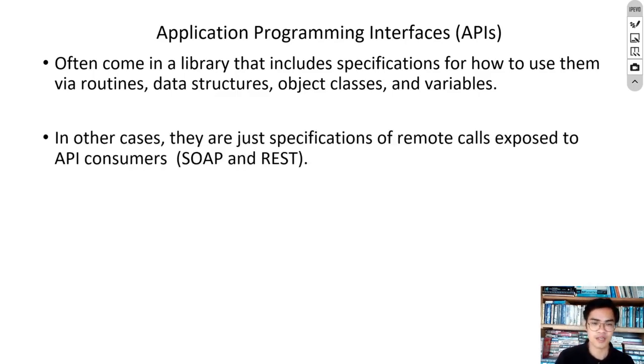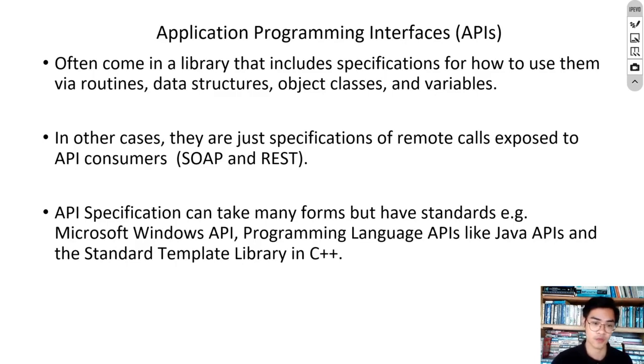So yeah, in other cases, there are just specifications of remote calls exposed to API consumers, parang yung example natin with the legacy system earlier, like SOAP and REST, which we'll discuss at the later part of the course. API specification can take many forms, but have standards. Okay, like Microsoft Windows API is a standard. Programming language APIs like Java APIs. C++ also has APIs like standard template library. Python also has its own APIs.